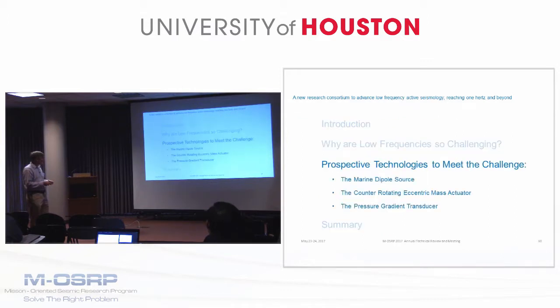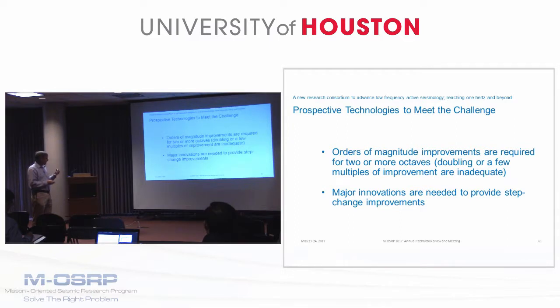And so, given those challenges, what are prospective technologies that are going to meet the key issues and allow us to achieve another 2 octaves? Remembering that, as we concluded before, we're going to need orders of magnitude improvements in the source output. And this is probably not going to be doable by adapting or upscaling existing technologies, or at least that's a presumption, but rather is going to need new ideas and major new innovations in order to achieve those kind of step changes.